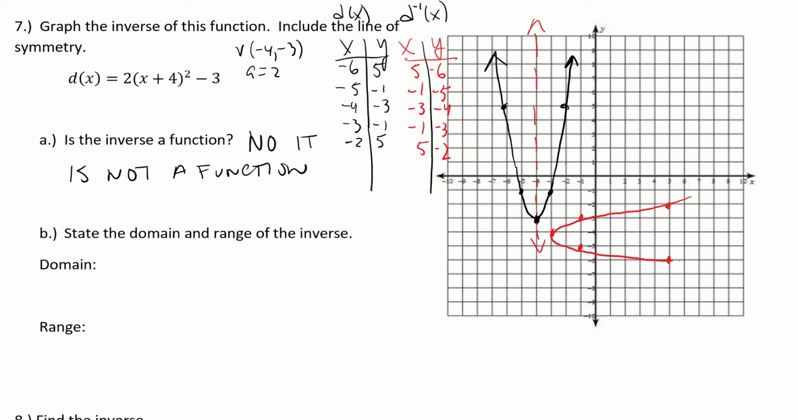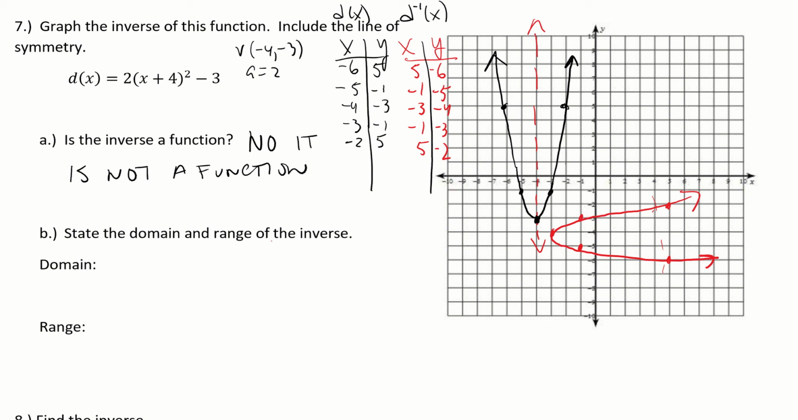This is the inverse. So now, is the inverse a function? So no. And why isn't it? So when I do the vertical line test, notice what happens is, for one input I get 2 outputs. So that is not a function. Now, if I restrict the domain, so if I restrict it to only half of it, then I could make it a function, but in this case it is not.